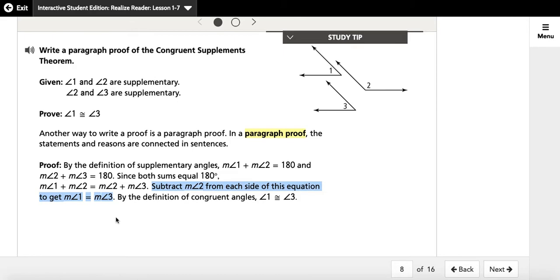Some of you might like this format of a proof better, a paragraph proof, where you're just stating things and giving reasons, just going back and forth, not the two-column format.